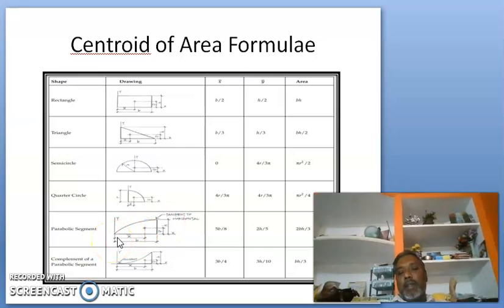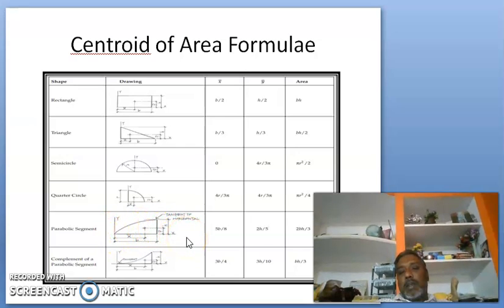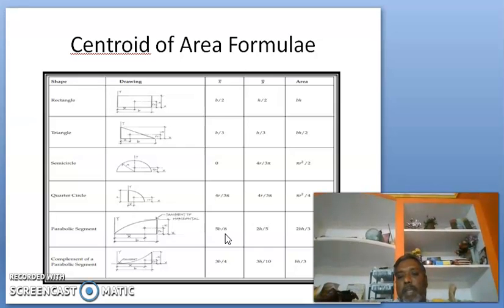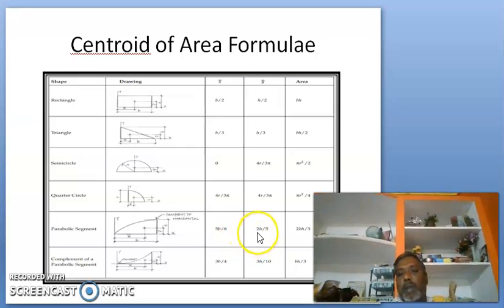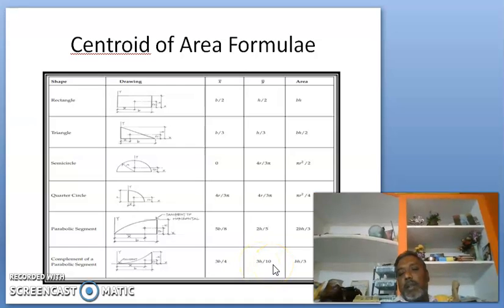So here we have a parabolic segment. In this parabolic segment, the x bar is given by 5b by 8 and y bar is given by 2h by 5. So the area of the parabola is given by 2bh by 3. Here we have the complement section of parabola. So here x bar is given by 3b by 4 and y bar is given by 3h by 10, and here the area is bh by 3.